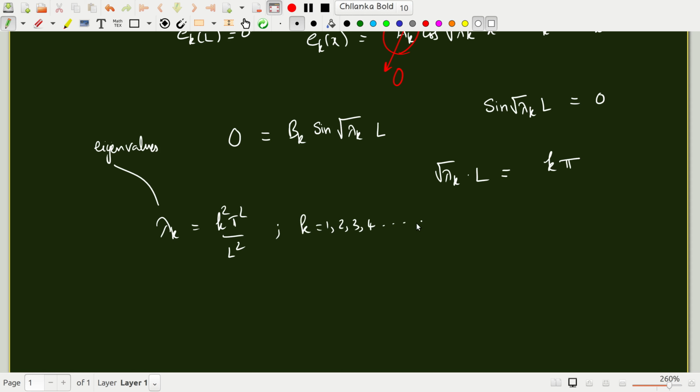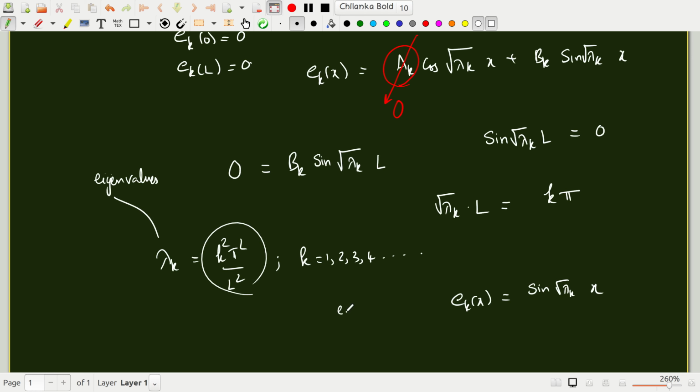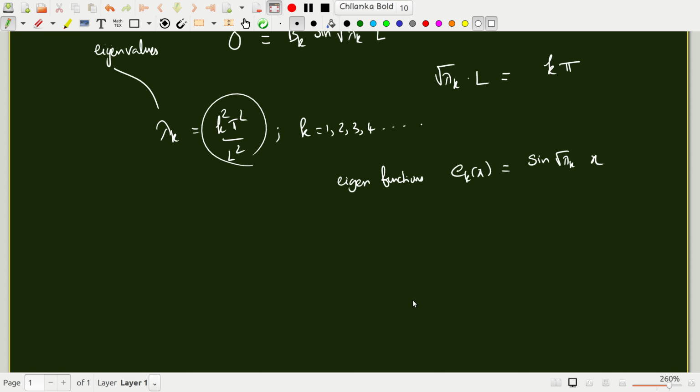Now these are called eigenfunctions. This ek of x is equal to sine root lambda k x, with lambda k being given by this particular expression. These are the eigenfunctions for this differential eigenvalue problem, with the boundary condition that the eigenfunction should go to 0 at the two boundaries. It is important for you to understand that the boundary conditions also play a very important role in determining the nature of the eigenfunctions and eigenvalues for a given differential eigenvalue problem.